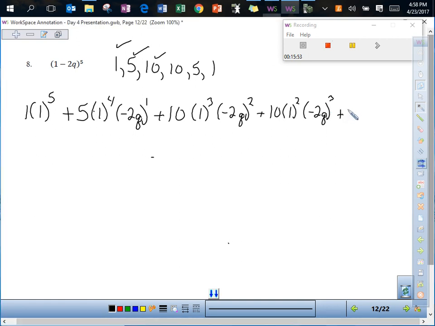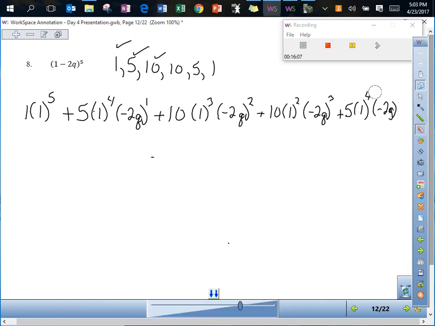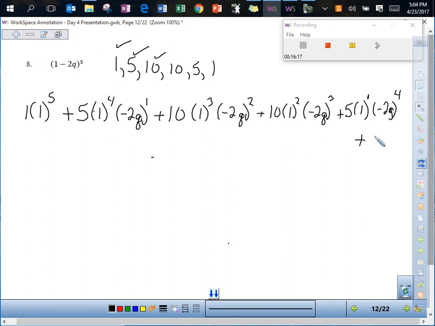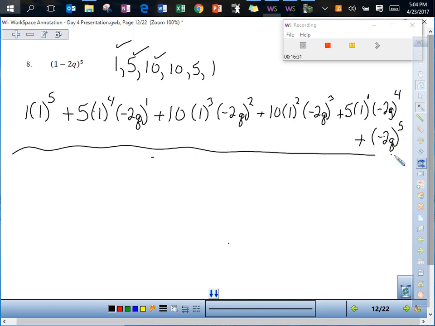And then I'm almost out of room, but I'm going to have a 5. I'm going to have a 1 in there 4 times, and I'm going to have a negative 2q in there. Oops, my computer jumped around. My 1 in there is going to be 1 time. My negative 2q is going to be in there 4 times. And then my last term will have a 1 as a coefficient. I'll have no 1s in there, but I will have negative 2q in there 5 times. So now let's go through and simplify this.